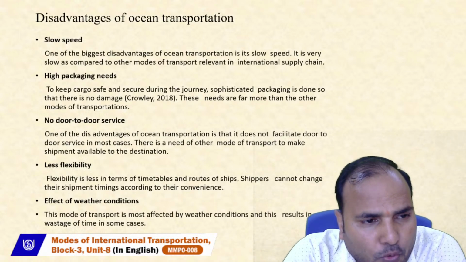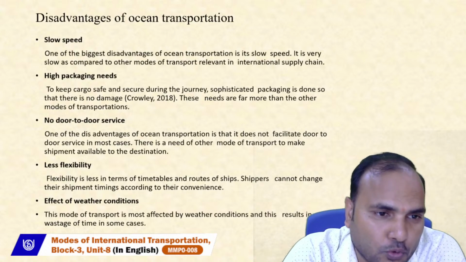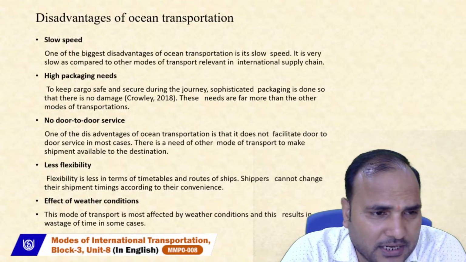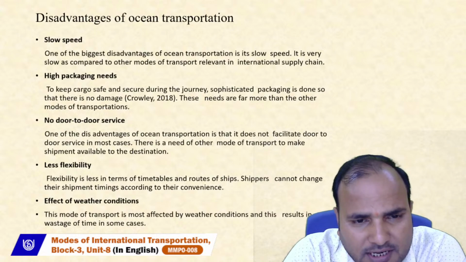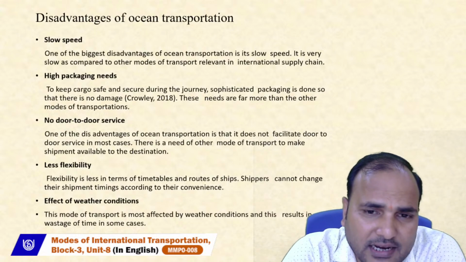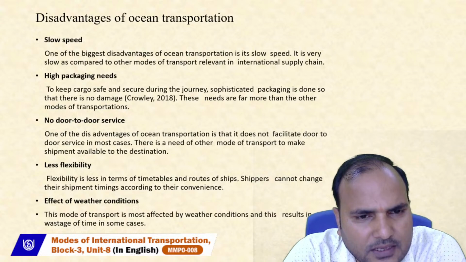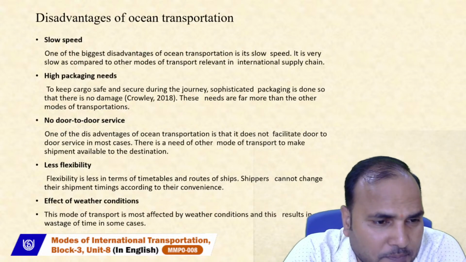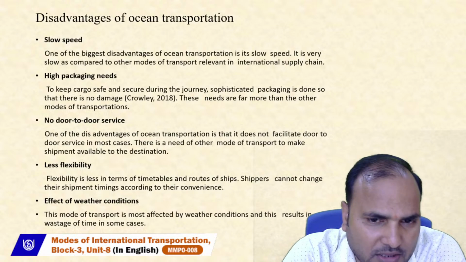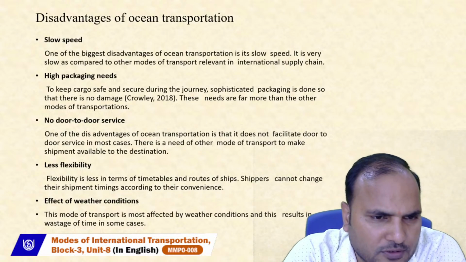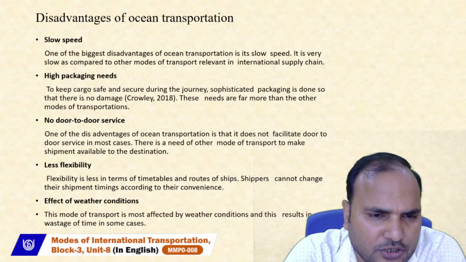Third disadvantage is no door-to-door service. In ocean transport, this facility is not available. One of the disadvantages of ocean transport is that it does not facilitate door-to-door service in most cases. There is a need for another mode of transport to make the shipment available at the particular destination, because from the port to the destination, another mode of transport is required, to reach the ultimate customer or consumer.